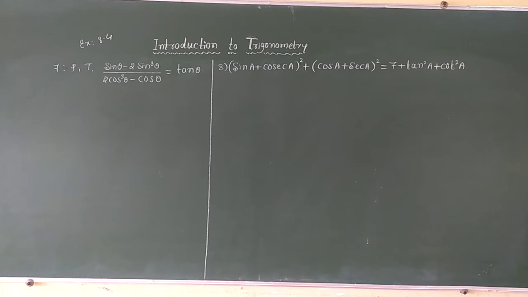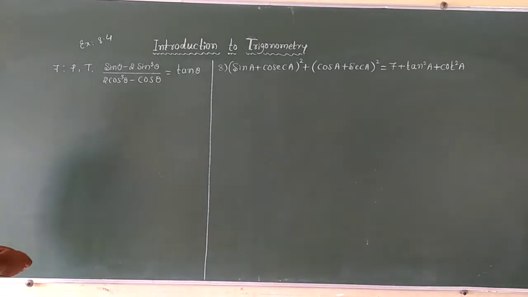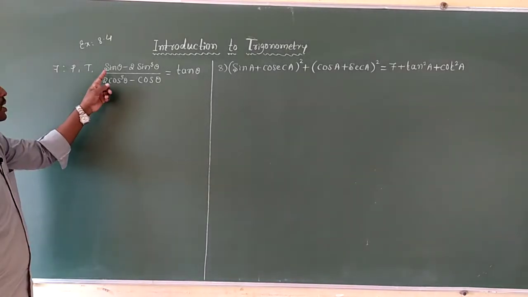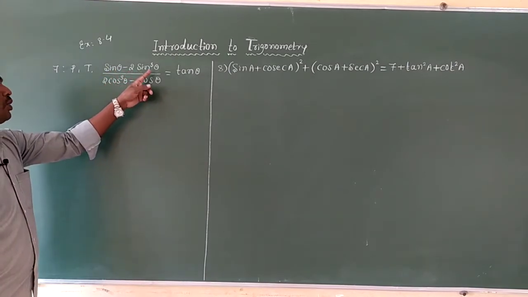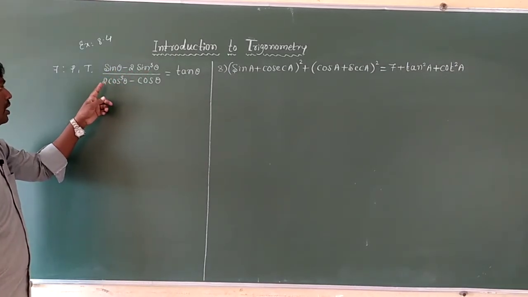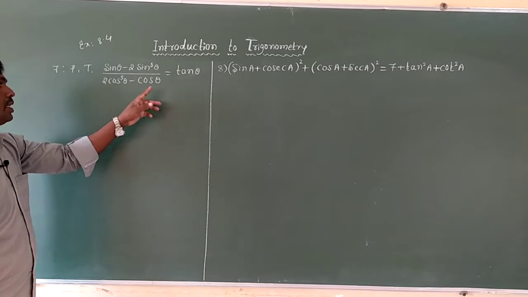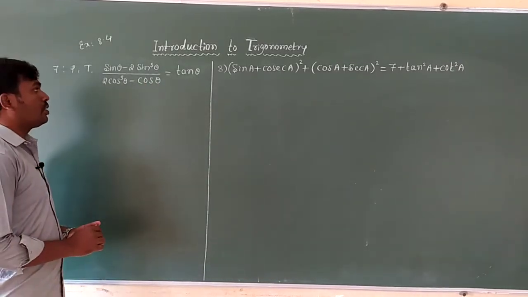Okay, children, here is the next continuation part of exercise 8.4. Let us discuss the next problems here. Here is problem number 7. Prove that (sin theta minus 2 sin cube theta) divided by (2 cos cube theta minus cos theta) is equal to tan theta. This is what we need to prove.